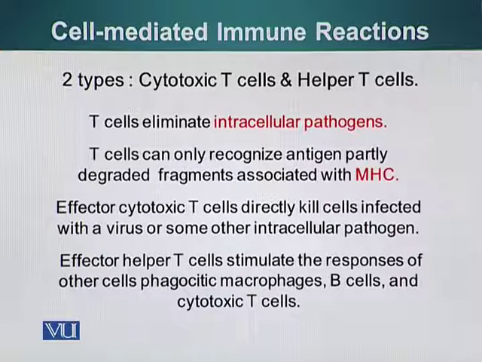Effector cytotoxic T cells directly kill cells infected with the virus or some other intracellular pathogen. Effector T cells stimulate the responses of other cells which play an important role in the immune system, for example macrophages and B cells, and they can also regulate cytotoxic T cells. So this is the cellular part of immunity we are talking about. The humoral part we have already talked about, which was the B cell mediated.